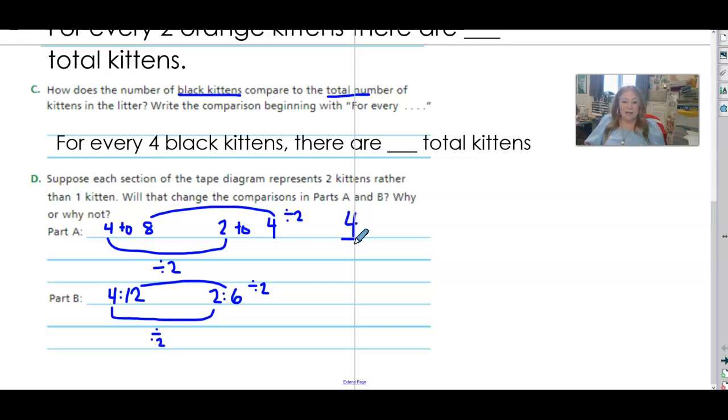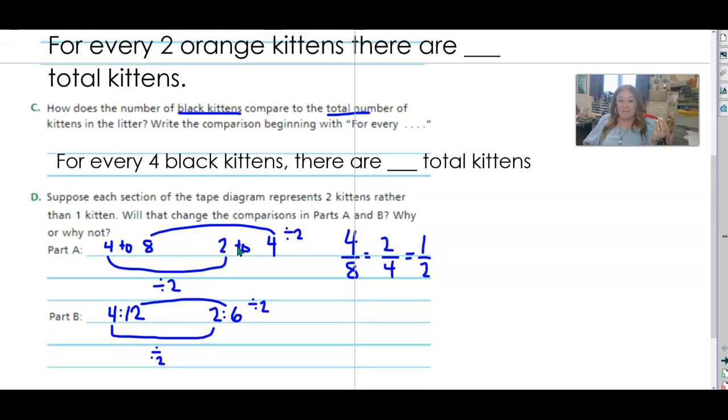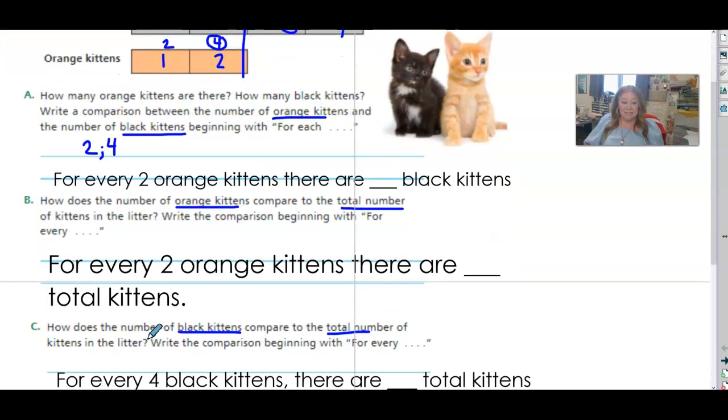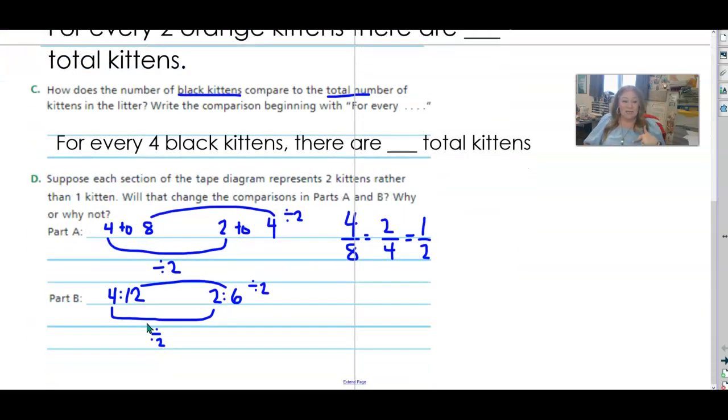right? I can just think of these like fractions. 4/8 is the same thing as 2/4, which is the same thing as 1/2. Each of these are saying that we have half of the orange kittens than we do the black kittens. So go ahead and make sure you have answered A through D on task number 1.